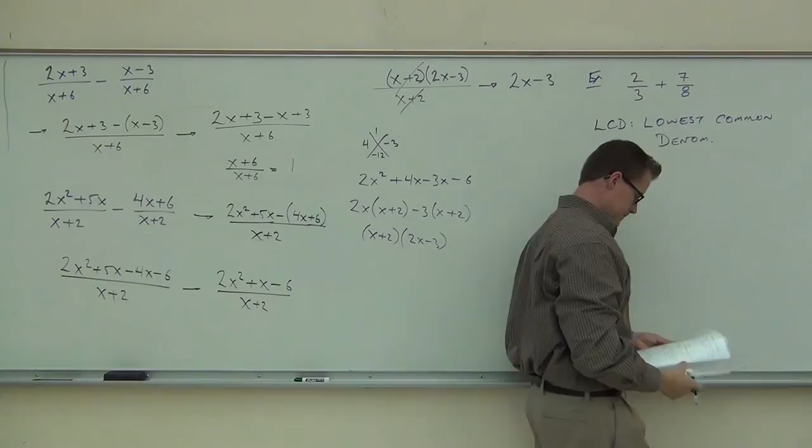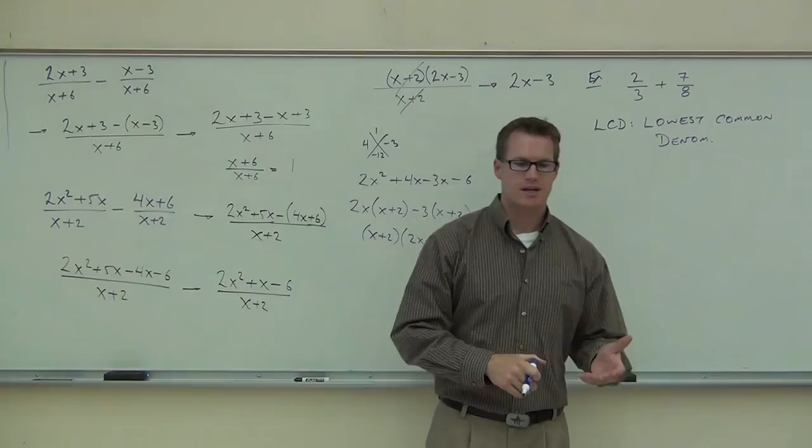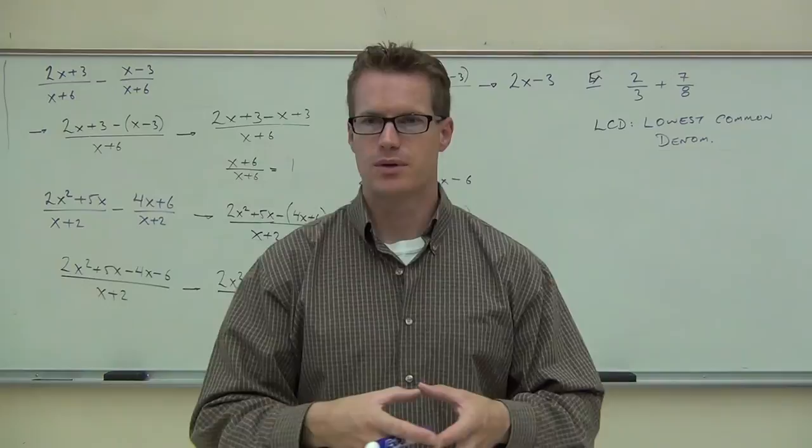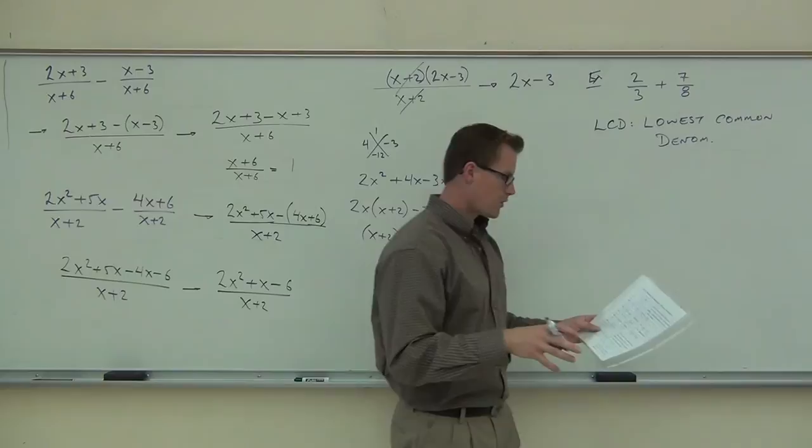What the LCD is, here's the math definition of it. The LCD is a product of all the largest powers of the unique factors on the denominator. That's a really mathy way to say it. I'll show you some easier ways to find it, but that's really what we're doing. The product of all the unique factors in the denominators.